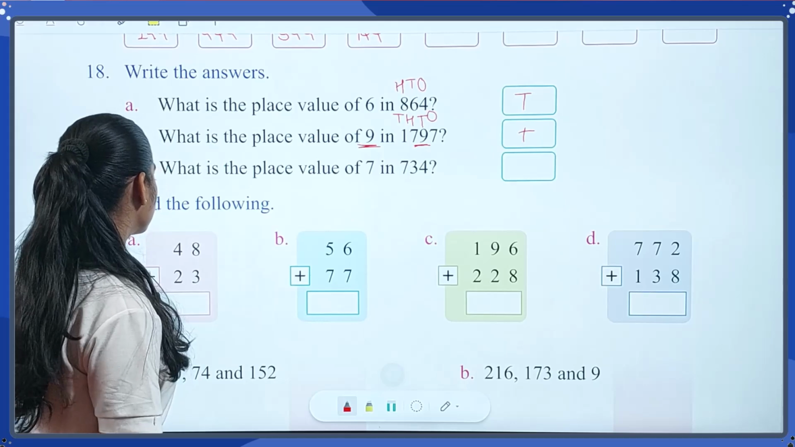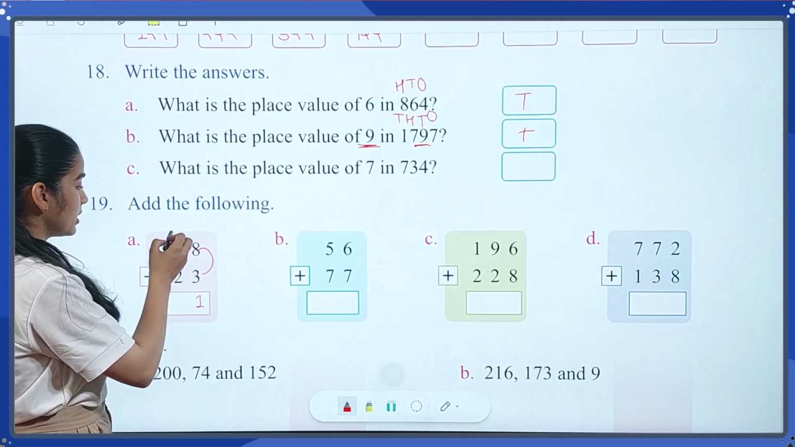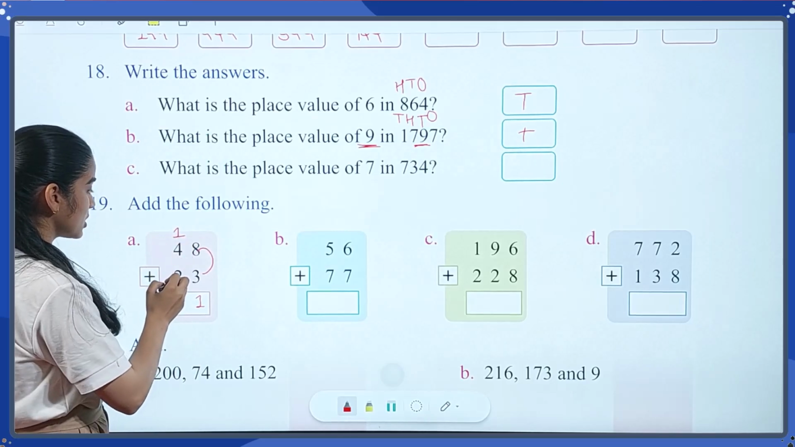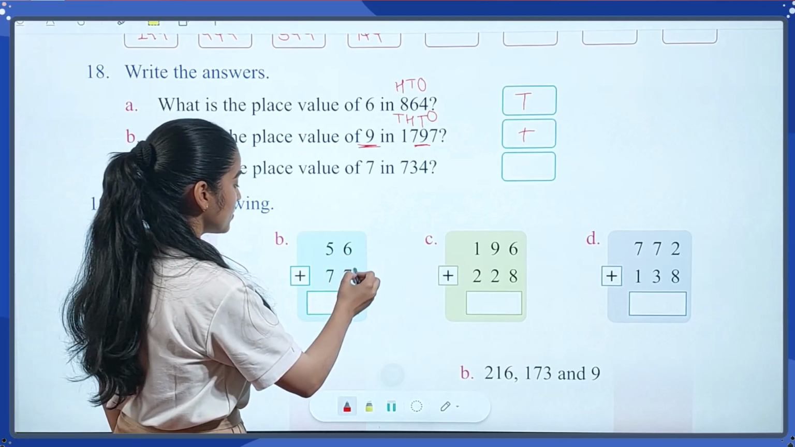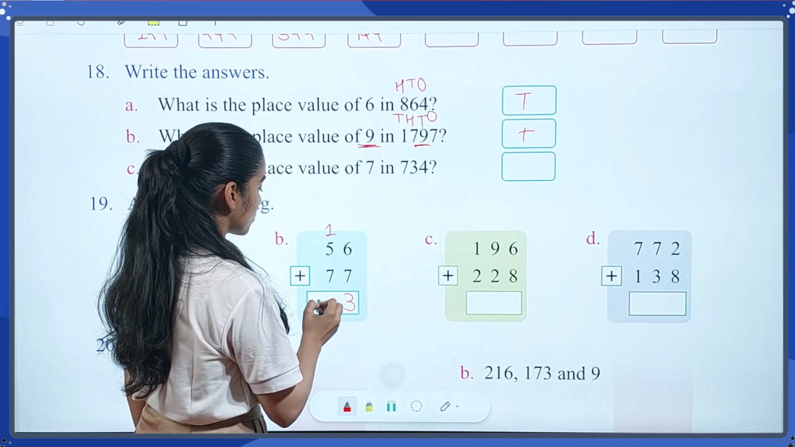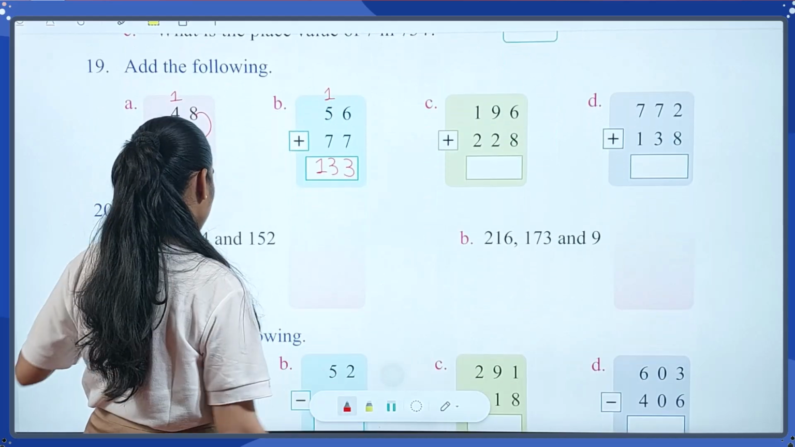Add the following. So 8 plus 3 is 11. Here we have to take a carry forward to the other addends. Now 1 is here, 4 plus 2 is 6, 6 plus 1 is 7. So we have 71. Now 6 plus 7 is 13. 1 is there, 5 plus 7 is 12, 12 plus 1 is 13. So in the same way you can solve the rest two questions you have.